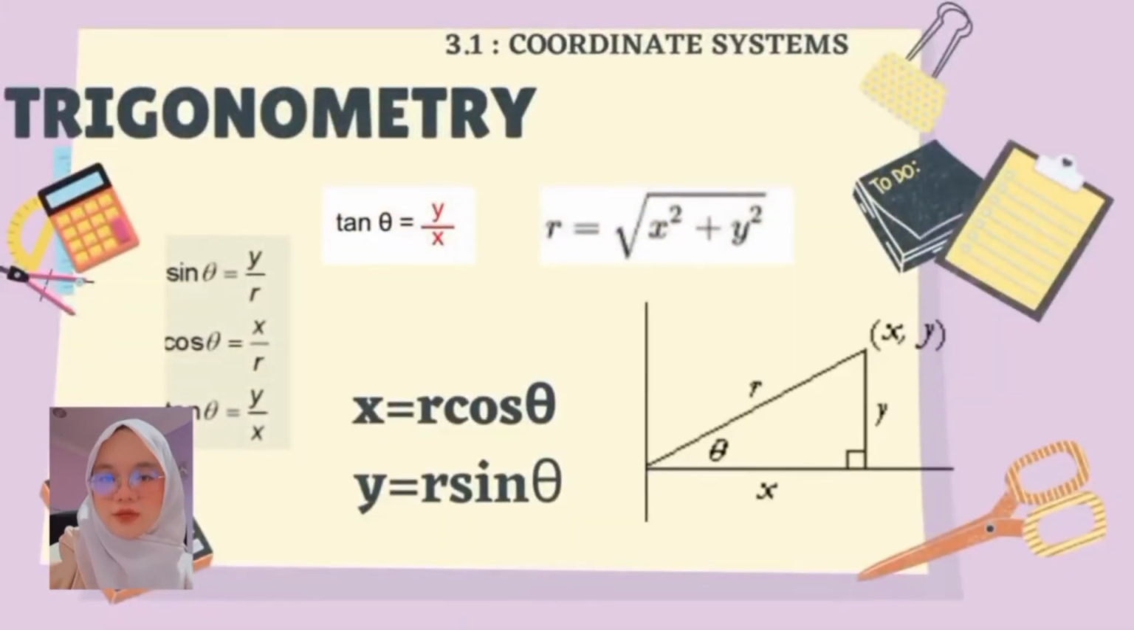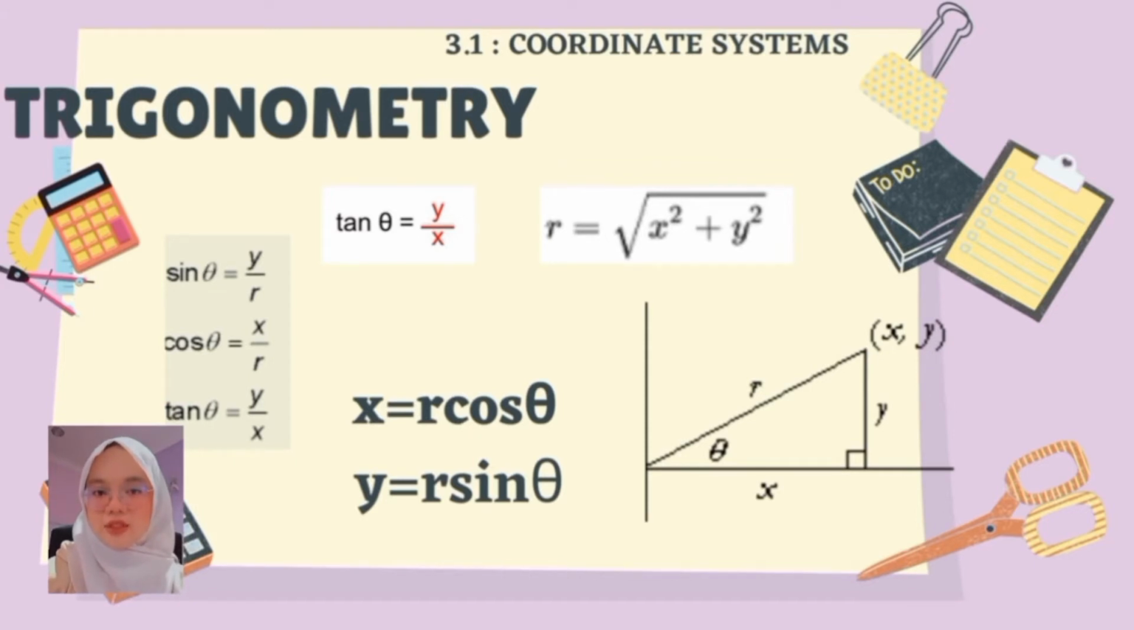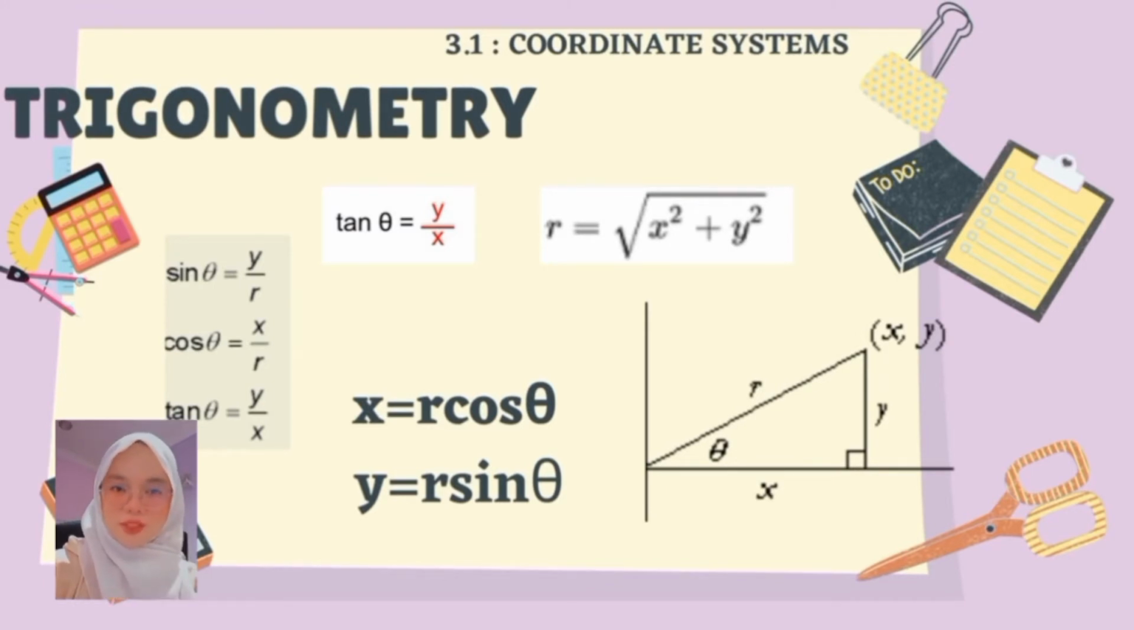Moreover, we can find r using the concept of trigonometry. We can relate theta in terms of sin theta equal to y over r, cos theta equal to x over r, and tan theta equal to y over x. We can also rearrange to x equal to r cos theta and y equal to r sin theta. We can find the angle using tan theta equal to y over x, and the hypotenuse using the magnitude of r equal to the square root of x squared plus y squared, represented by the x and y coordinates.